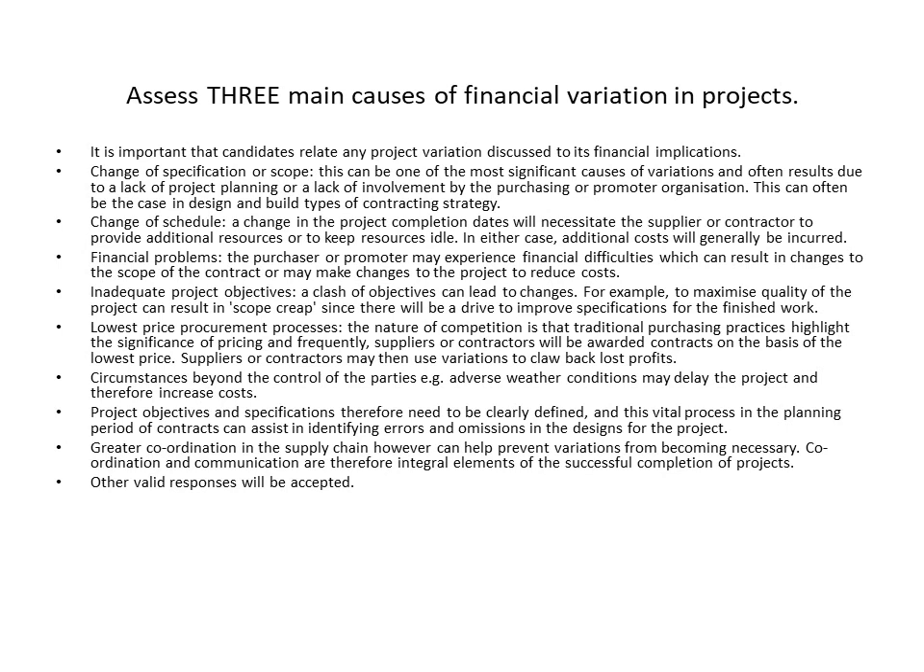Three main causes of financial variation, which just expand on the slide we looked at earlier: changes in specifications, schedules, problems, poor objectives, buying on price, adverse weather maybe, specifications not clearly defined, poor coordination, etc.